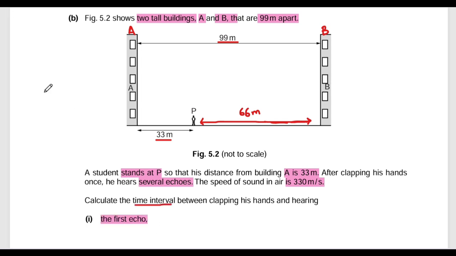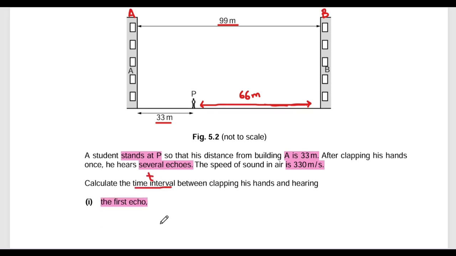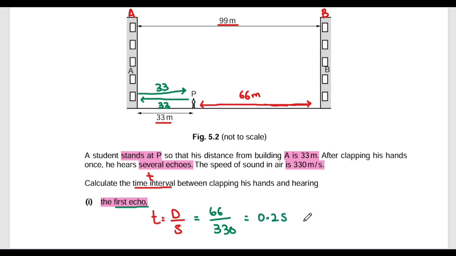So, what would be the time after which he will hear his first echo? As you know, time is distance divided by speed. He will hear his first echo from the building which is at smaller distance away from him. So sound waves will go from here to building A and from building A to that person. The 33 meter this distance and again 33 meters coming back. So total distance is 66 and the speed is 330 meter per second. So he will hear his first echo after 0.2 seconds.